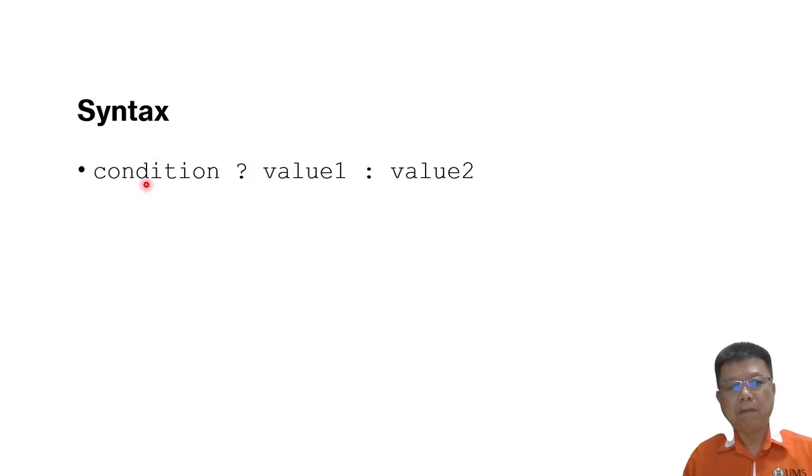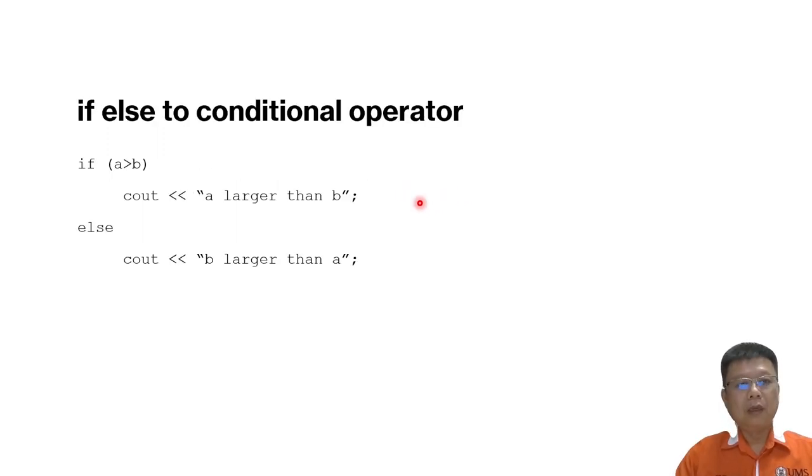And the syntax is quite simple. The first part is the condition followed by a question mark, and then the value itself plus a colon, and then the second possibility. So let's say we have this if else statement, how are we going to convert it to a conditional operator? Let's try the coding part.